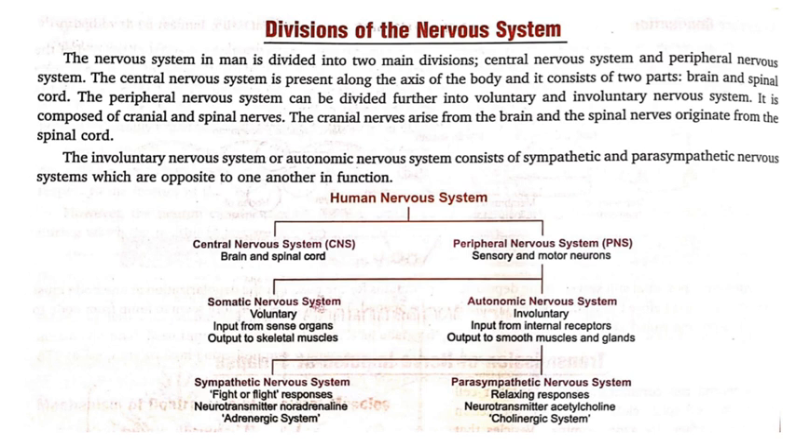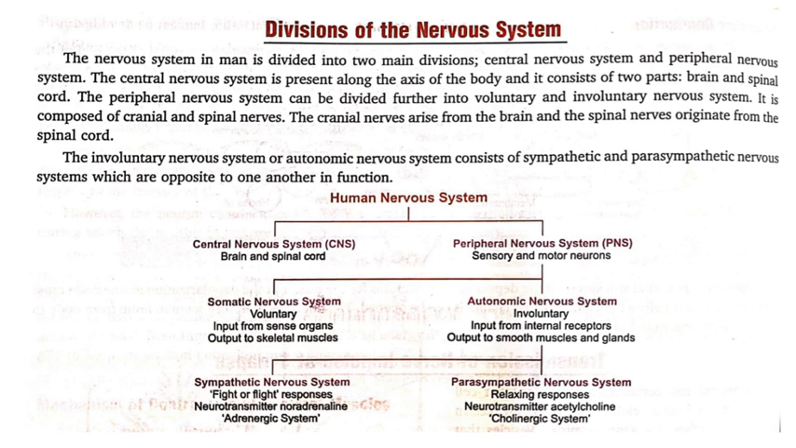The nervous system in man is divided into two main divisions, the central nervous system and the peripheral nervous system. You can see in the chart given below that the human nervous system is divided into the central nervous system and the peripheral nervous system. The central nervous system is present along the axis of the body and consists of two parts, namely the brain and spinal cord. The peripheral nervous system can be further divided into voluntary and involuntary nervous system.